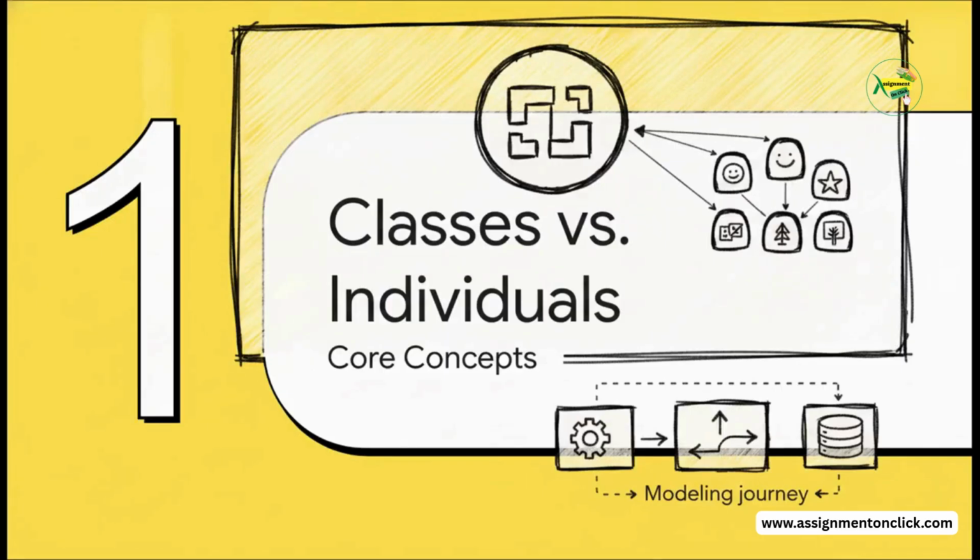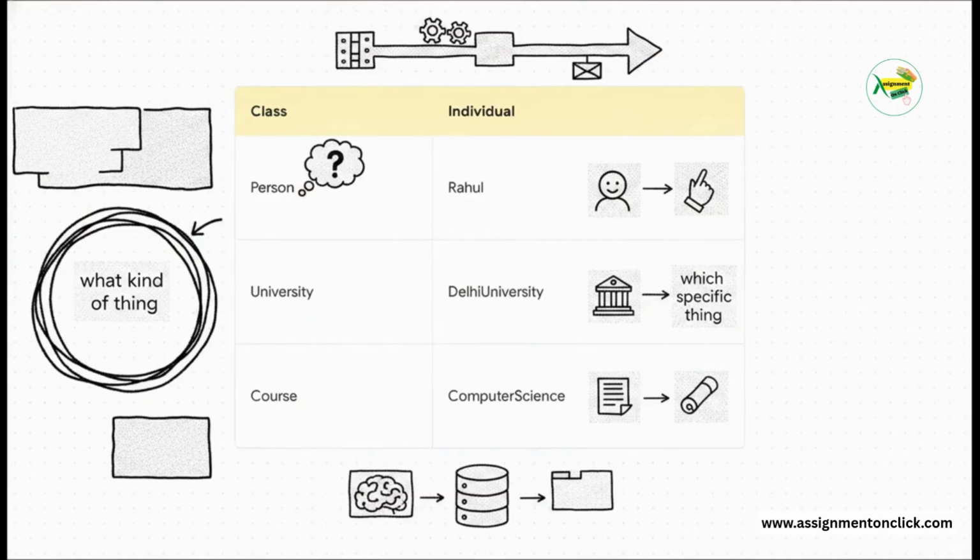All right, let's jump right into section 1, classes versus individuals. This really gets to the heart of the fundamental difference we need to grasp. Think of a class as your general category. It tells us what kind of thing something is, like a person, a university, or a course. But an ontology without any real data is basically just an empty shell. That's where specific instances come in.